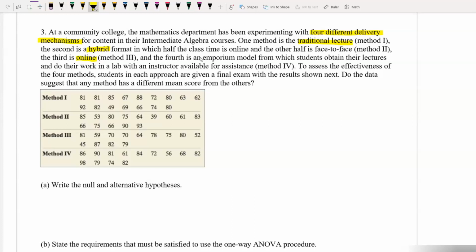So the question is, do the data suggest that any method has a different mean score from the others? So this means we're trying to test, are we going to use alternative? Because our alternative here in Anova is at least 1 mean differs from the others. So that is alternative.